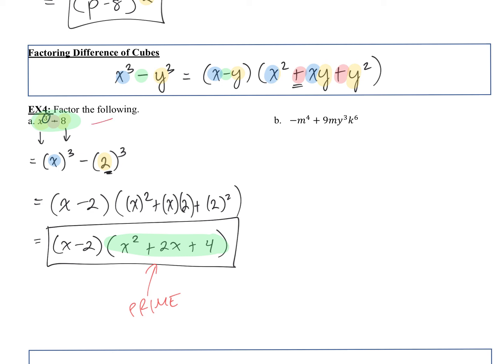That's if you made sure to check this for factoring before. Okay, let's take a look at the next example. So we have negative m to the 4th plus 9my cubed k to the 6th.